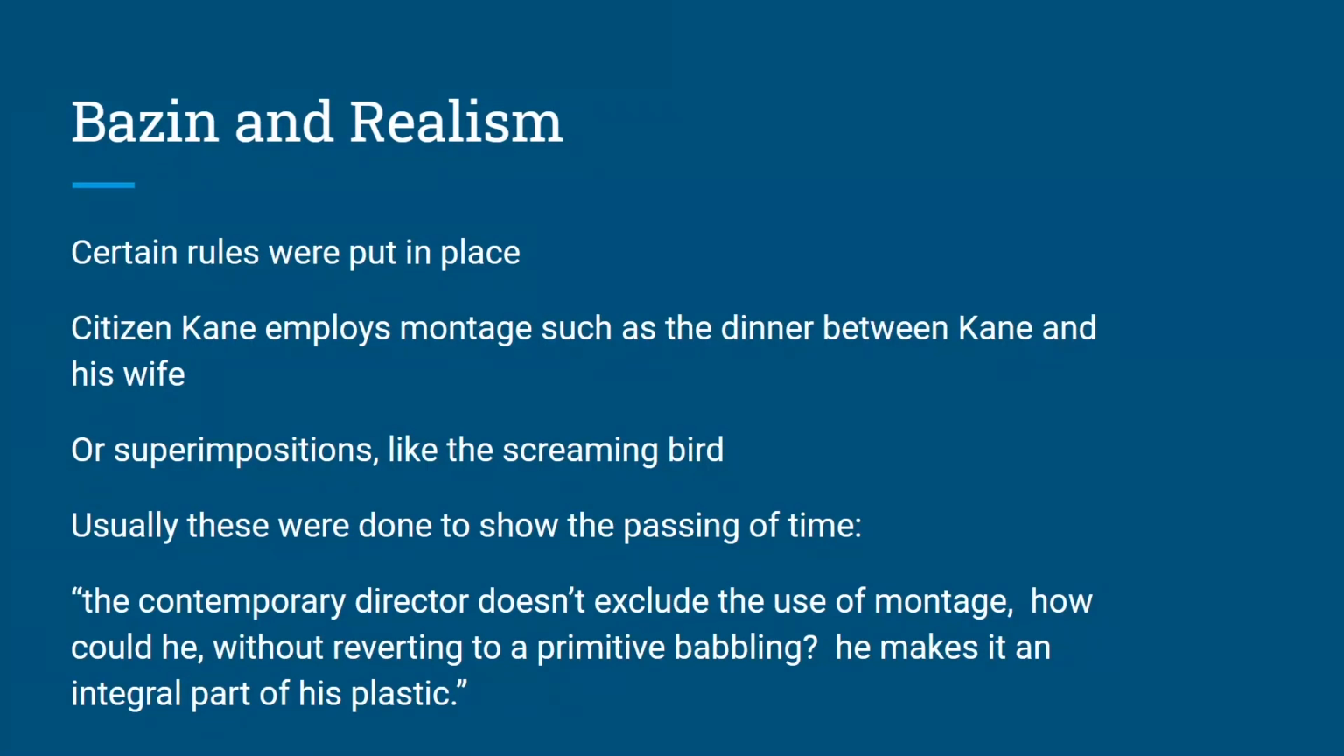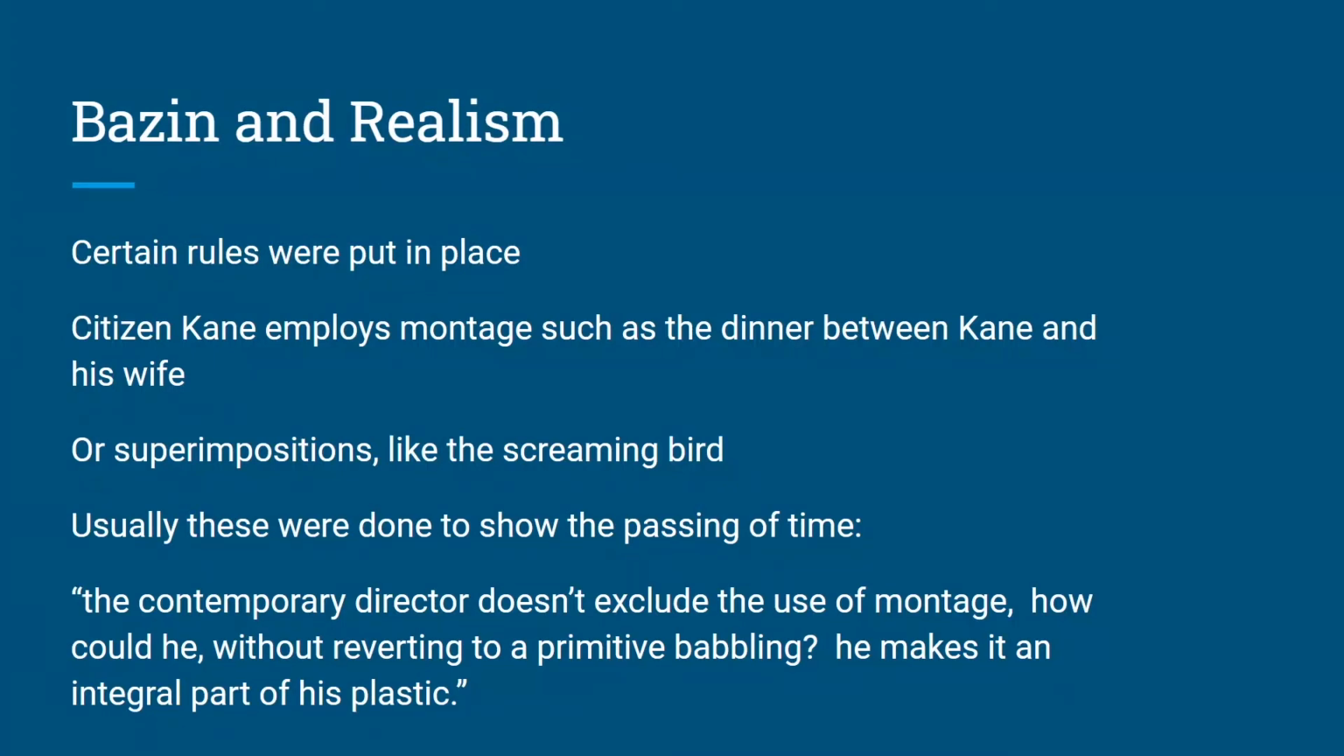So Citizen Kane does break away from an objective standpoint. It does things like the montage at the dinner scene, superimpositions, like the part where the bird screams. But Bazin says that the contemporary director doesn't exclude the use of montage, a fancy way of saying the editing style. How could he without reverting to a primitive babbling? He makes it an integral part of his plastic. So the plastic for him was something that has created the artwork.